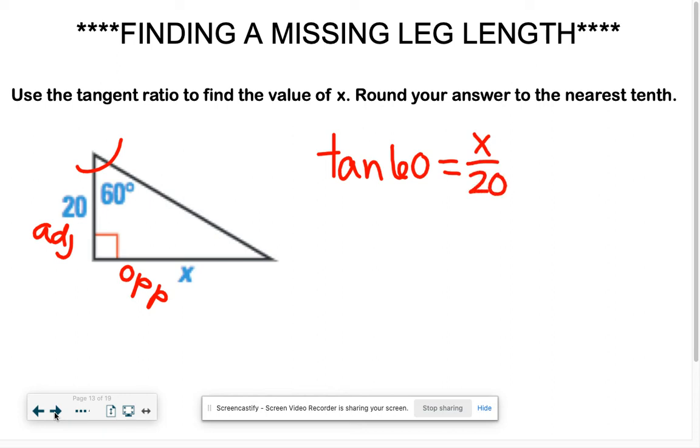Now this looks gross, but it's not. Let's get this as a decimal. What is the tangent of 60 in your calculator? 1.7320. Yep. Equals x over 20.